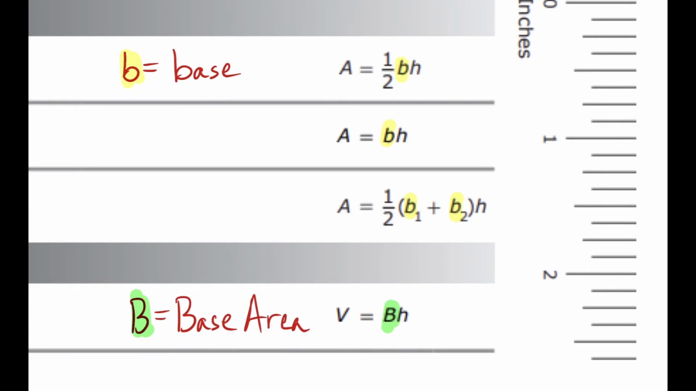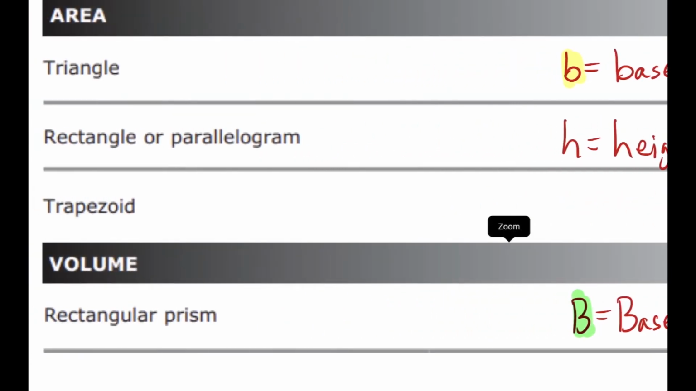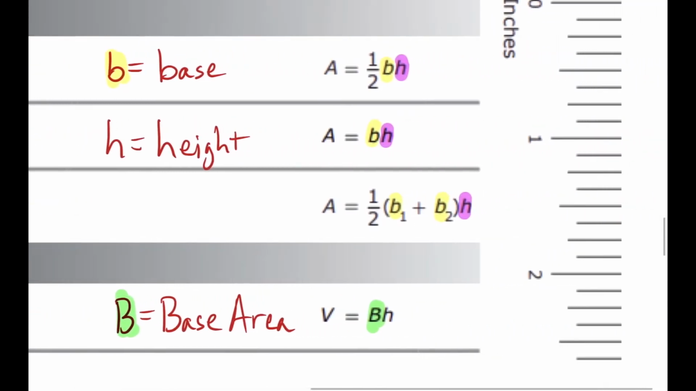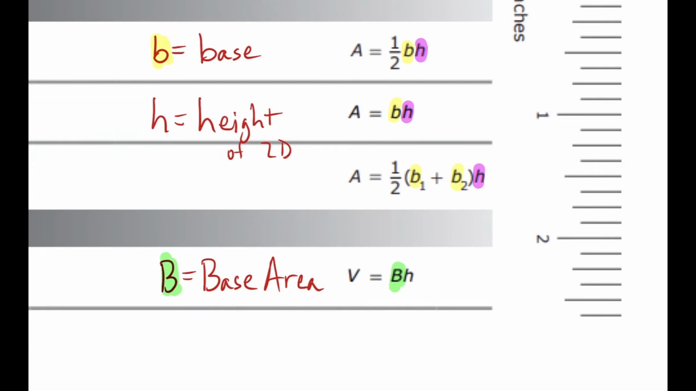Now here's what I really dislike. Here I have height, height, and height. H stands for height. But height of what? Height of my triangle, my parallelogram, which a rectangle is a parallelogram, or height of my trapezoid. So this is the height of my 2D figure. It's the height of my triangle, height of my rectangle or parallelogram, and the height of my trapezoid. Okay, that's not too bad, but this is where it gets stupid.